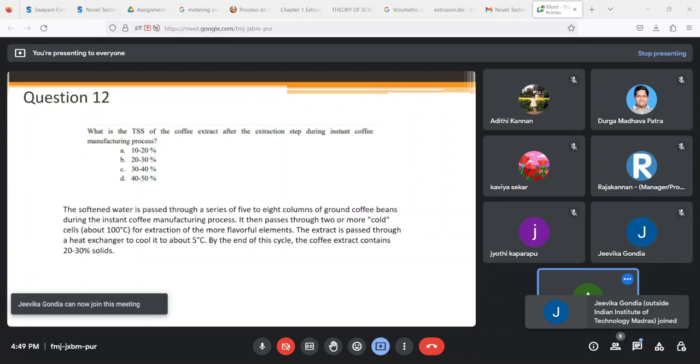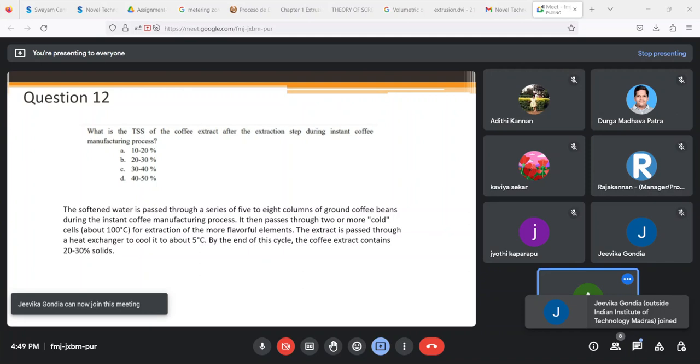And once you get the extract, this extract is then cooled down. That is, initially it was 100 degrees Celsius, then you cool it down to about 5 degrees Celsius because you want to do a freeze drying process later. So you will cool it down with the help of a heat exchanger, and at the end of this cycle you have around 20 to 30% of your coffee solids.